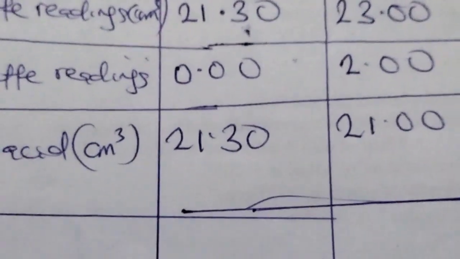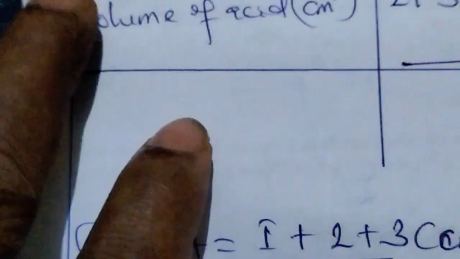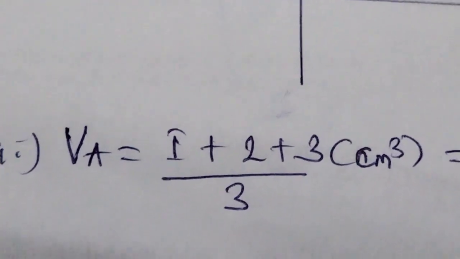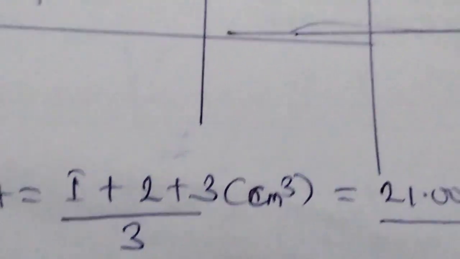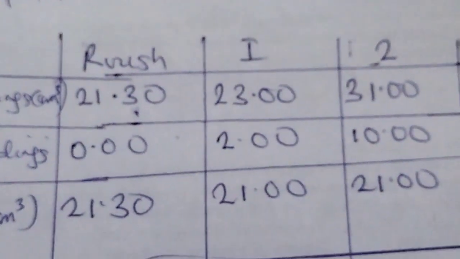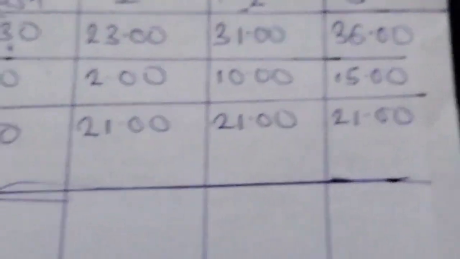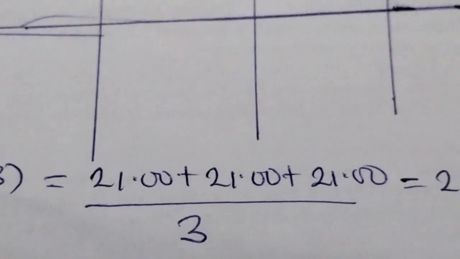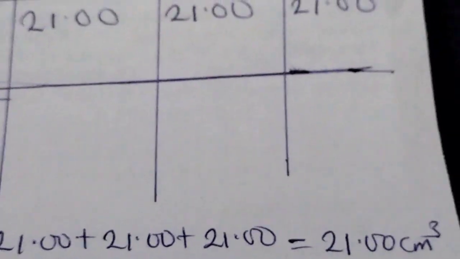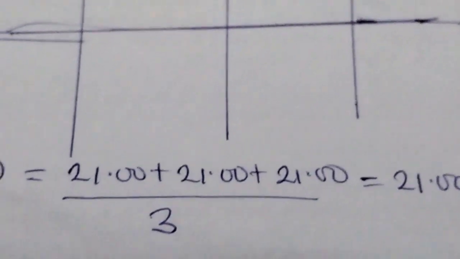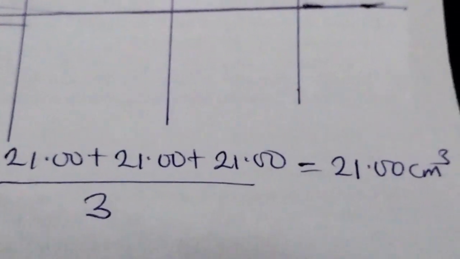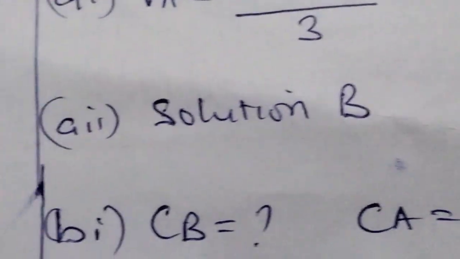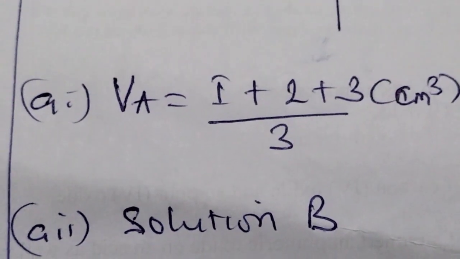So everything depends on the endpoint you're using in your own school. Then going to AI, our VA is 1 plus 2 plus 3, adding up the titre values of 1, 2, and 3, and dividing by 3. That gives 21.00 plus 21.00 plus 21.00, divided by 3, which gives 21.00. Mind you, the rough was not used. So that is AI, the volume of acid used.